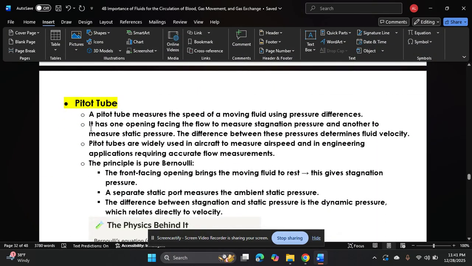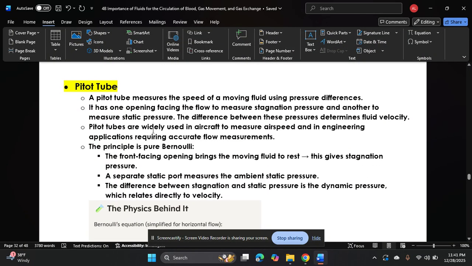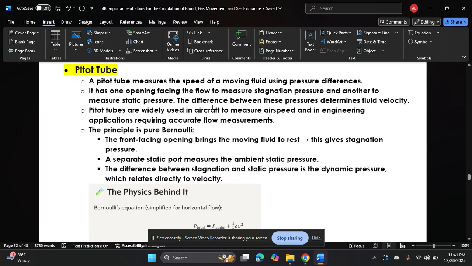So let's say what a pitot tube measures: the speed of moving fluid using pressure differences. It has one opening facing the flow to measure stagnation pressure and another to measure static pressure. The difference between these pressures determines fluid velocity. Pitot tubes are widely used in aircraft to measure airspeed and in engineering applications requiring accurate flow measurement.